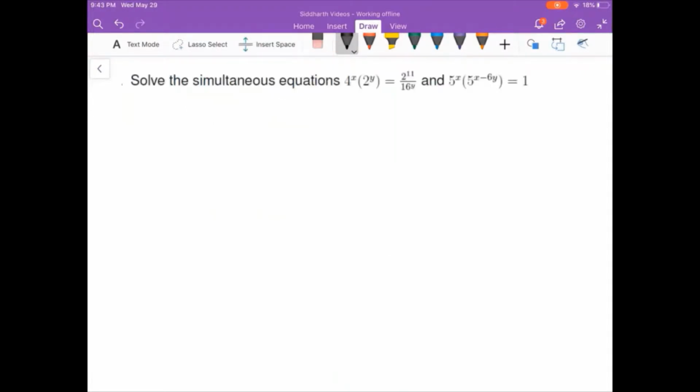In this problem, we have to solve the simultaneous equations for the values of x and y. So looking at the first equation, let's get everything in powers of 2. We will get 2 to the power of 2x plus y is equal to 2 to the power of 11 minus 4y. Because the bases are same, we will get that 2x plus y is equal to 11 minus 4y, and that 2x plus 5y equal to 11. This is our first equation.